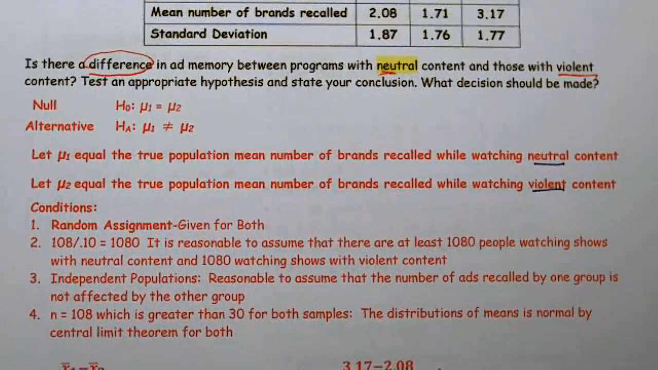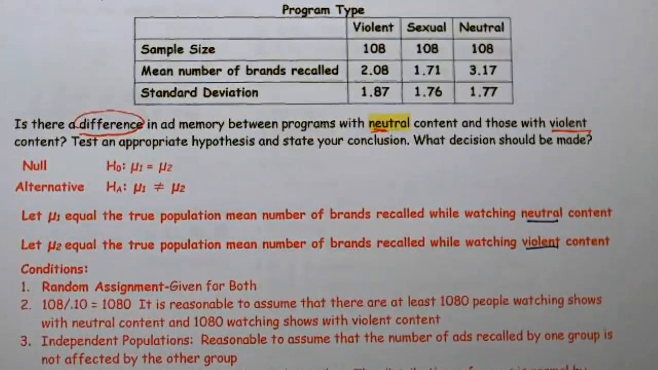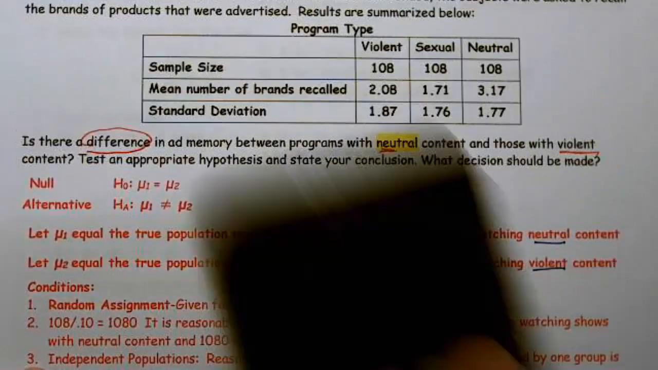Number 4, both cases, we have 108, which is greater than 30, so the distribution of means is normal by central limit theorem. So now I need to go ahead and enter this data in the calculator.